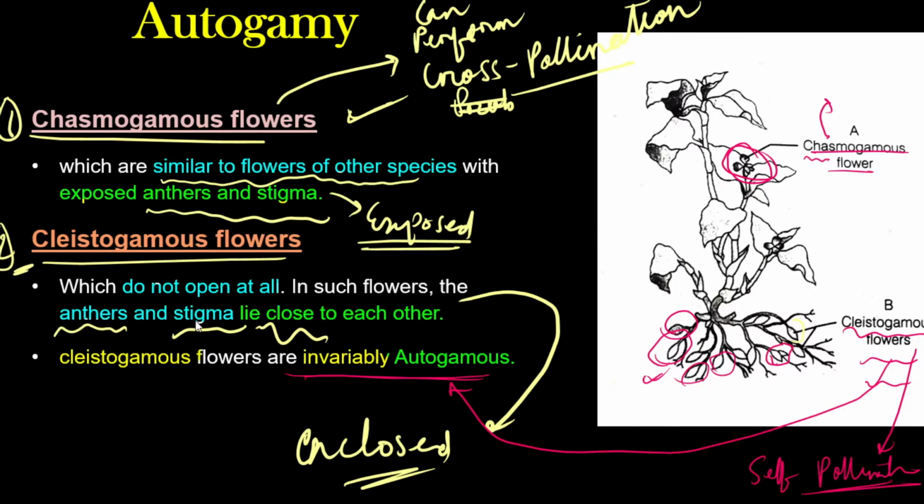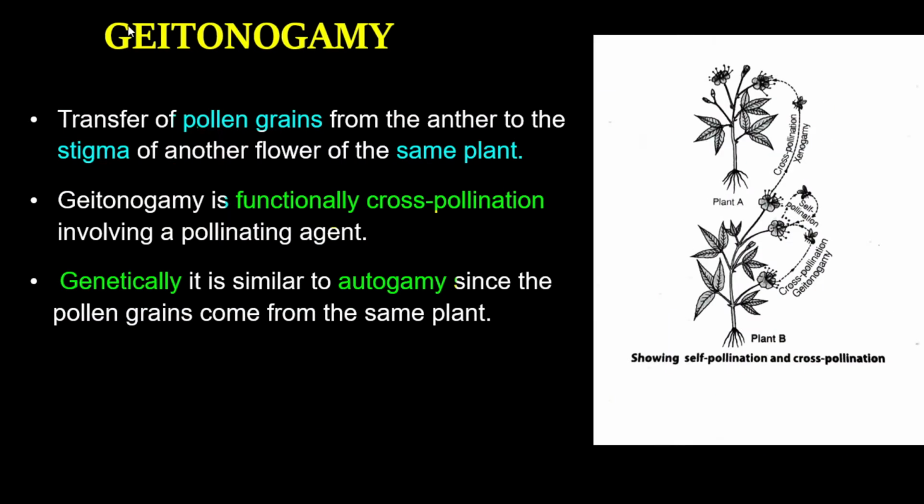Okay, so let us move further. Now let us discuss geitonogamy. What is geitonogamy? Here we have to observe this diagram very keenly, because this is a very important diagram that explains geitonogamy and xenogamy. What happens here, you can observe we are considering only one plant. In xenogamy we will be considering two plants, but right now we are considering only one plant. In this one plant you can observe there is the presence of two flowers, right?